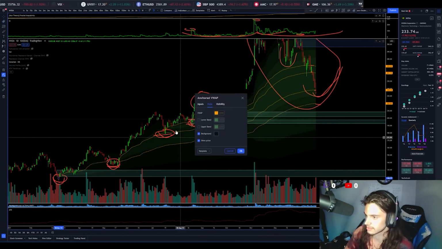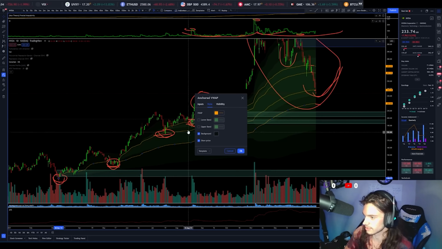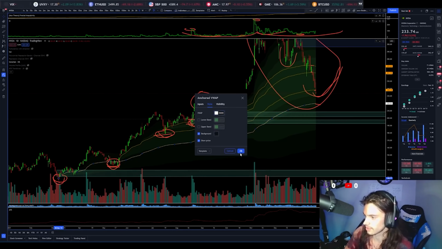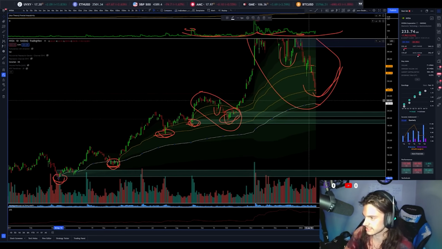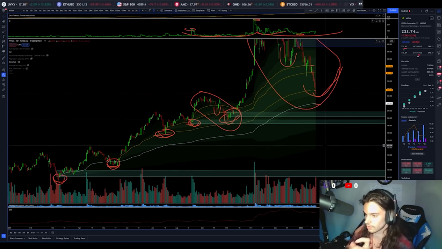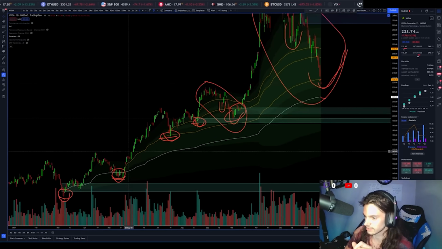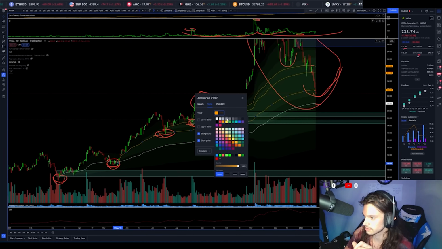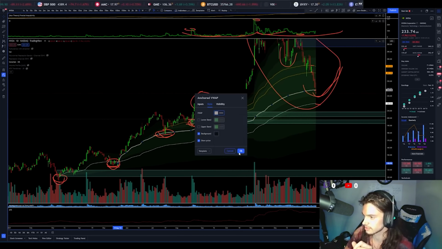So like this one at the very bottom at 122, I'll put in like white. So this guy that bought in at 122, this is his true value, quote unquote. After that, I'll do, I don't know, gray. No, it's hard to see. I'll make the thickness bigger.